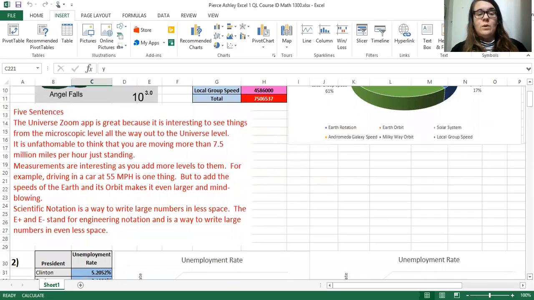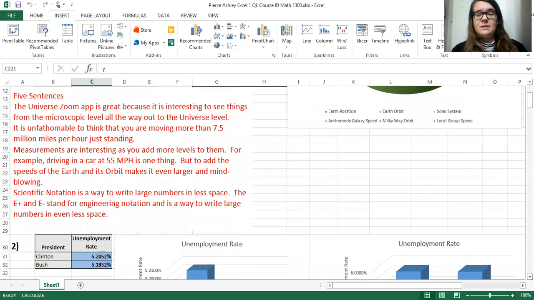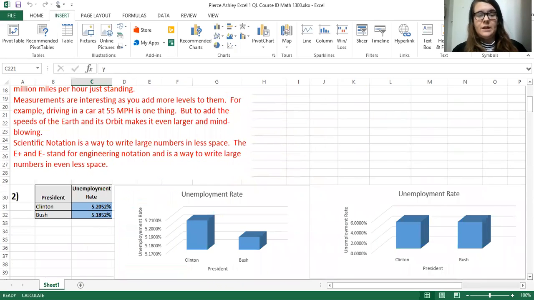Scientific notation is a way to write large numbers in less space. E plus and E minus stand for engineering notation. It's a way to write large numbers in even less space. Go on down here.